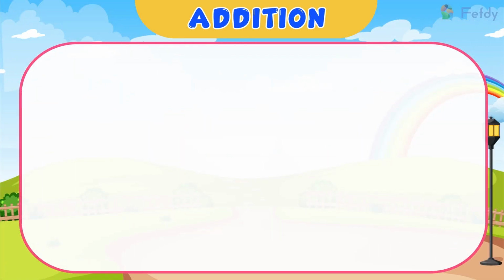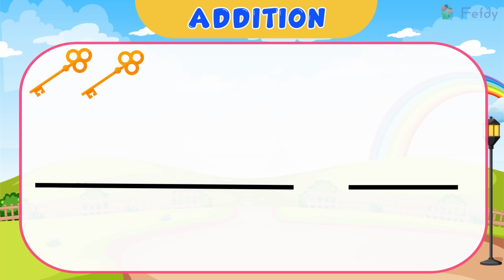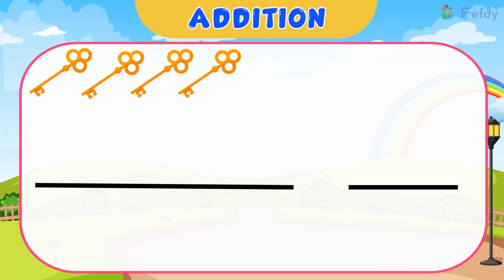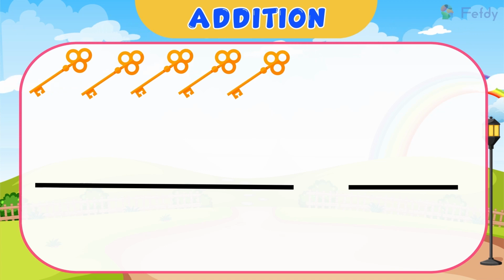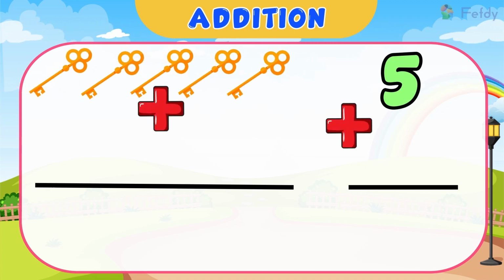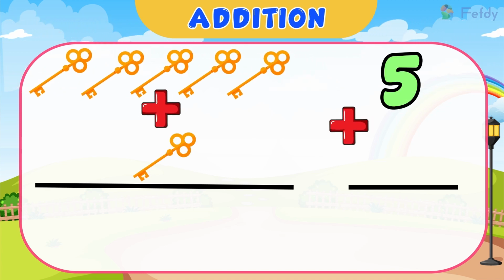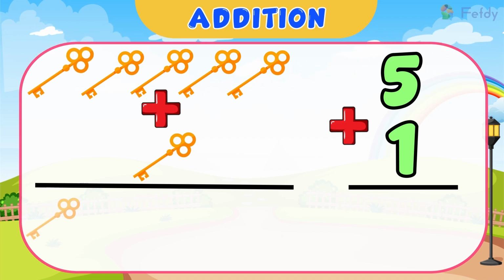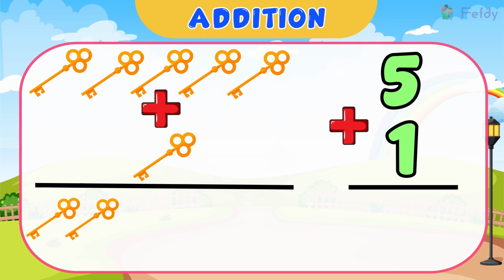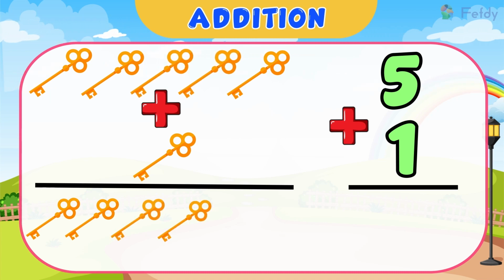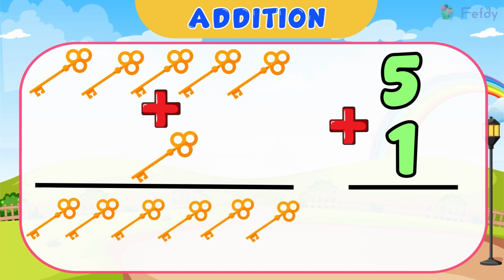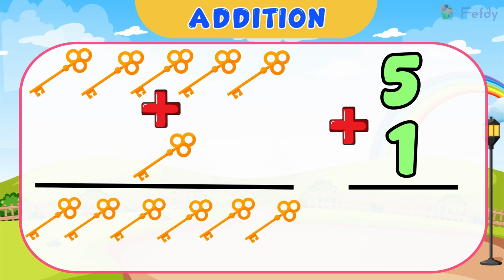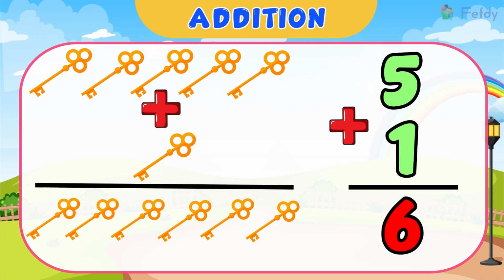Let's get started. 1, 2, 3, 4, 5. 5 keys. Plus 1 key. Let's add all together. 1, 2, 3, 4, 5, 6. Totally we have 6 keys. 5 plus 1 is equal to 6.